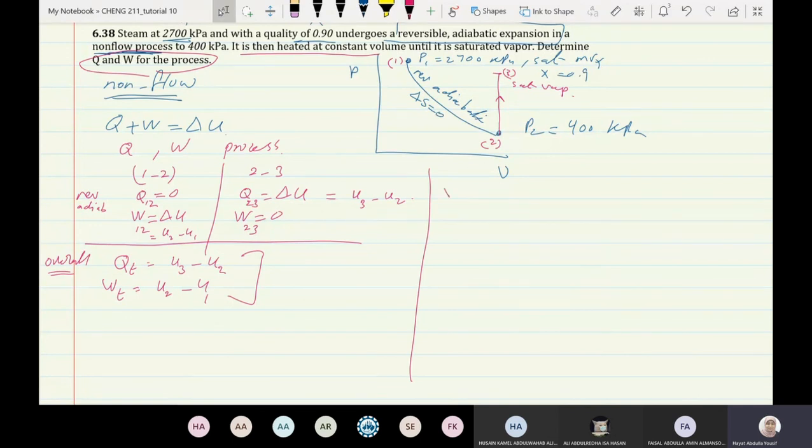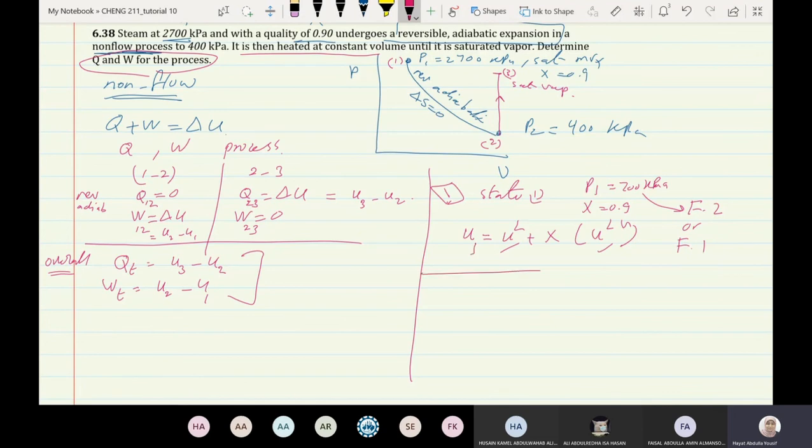Step number 1. At state 1, do you have any problem finding U1? Of course not, because at state 1, you do have P1, you do have X, which is equal to 0.9. Then to find U, it is simply U liquid plus X ULV. And whether you use table F2 or table F1, you should be fine. But because the pressure is 700 kilopascal, I would prefer if you can find it in F2, just go ahead. And the first two columns will show you the liquid properties and vapor properties, and then you can substitute. So I have no problem finding U1.